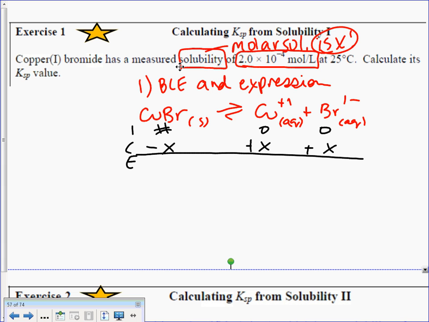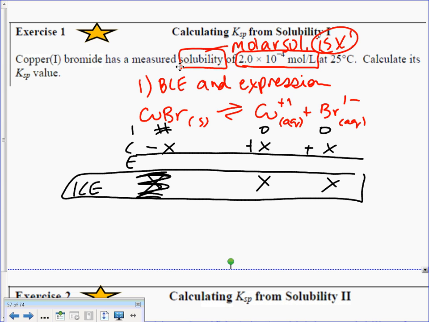So most of the time in our ICE boxes on KSPs, I just write ICE next to it, and then I put a scribble through the solids, because I don't want you to think that's an X, and I just say I make X and X amounts of those. So this is my simplified ICE box regarding the BCE above. Okay? So I'm making X and X amounts of those.